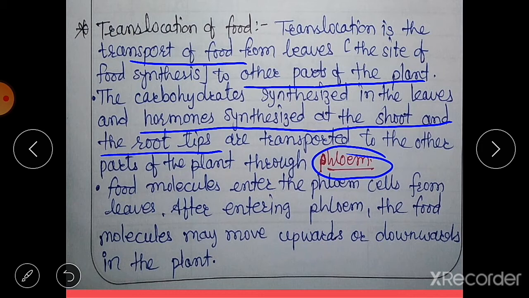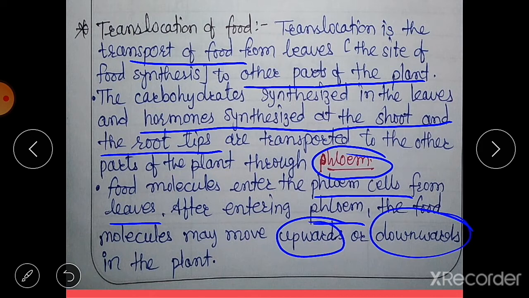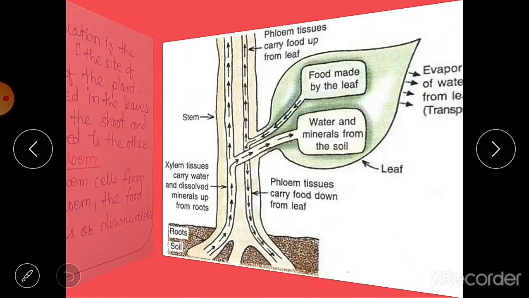The food molecules enter the phloem cells from the leaves. Then what happens after entering the phloem? The food molecules may move upwards or downwards in the plants. As we know, in the phloem tissues there is bidirectional movement of the molecules, meaning food is transported to the upper parts of the plant also and the lower parts also. So this is transport of food, or translocation of food, in plants through phloem tissue.